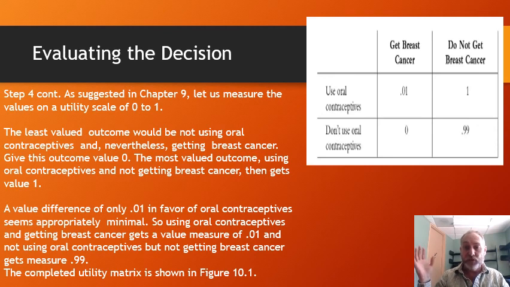Then that is the value you assign to using oral contraceptives, 1%. Right? That helps, makes sense. We'll do it again when we get to the next example, and hopefully with more examples, it'll make sense to you.